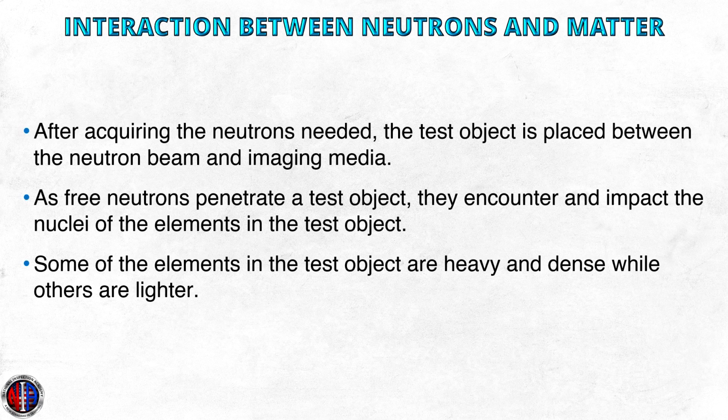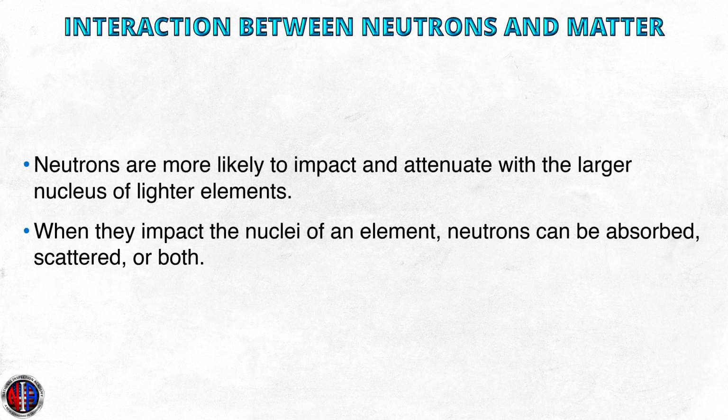Some of the elements in the test object will be heavy and dense, such as iron with a high atomic number, while other elements will be lighter, smaller atomic numbers such as hydrogen. Neutrons are more likely to impact and attenuate with the larger nucleus of lighter elements. When they impact the nuclei of an element, neutrons can be absorbed, scattered, or both.